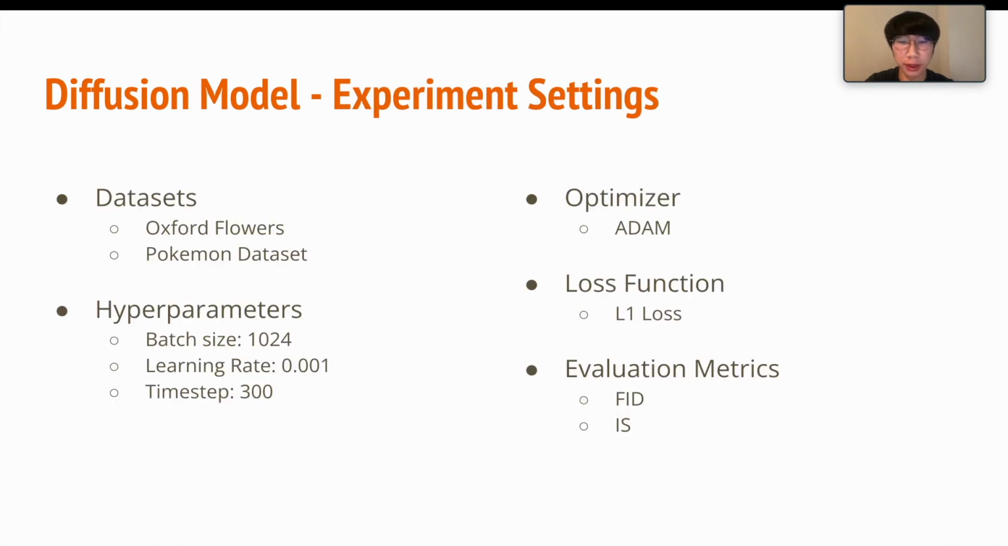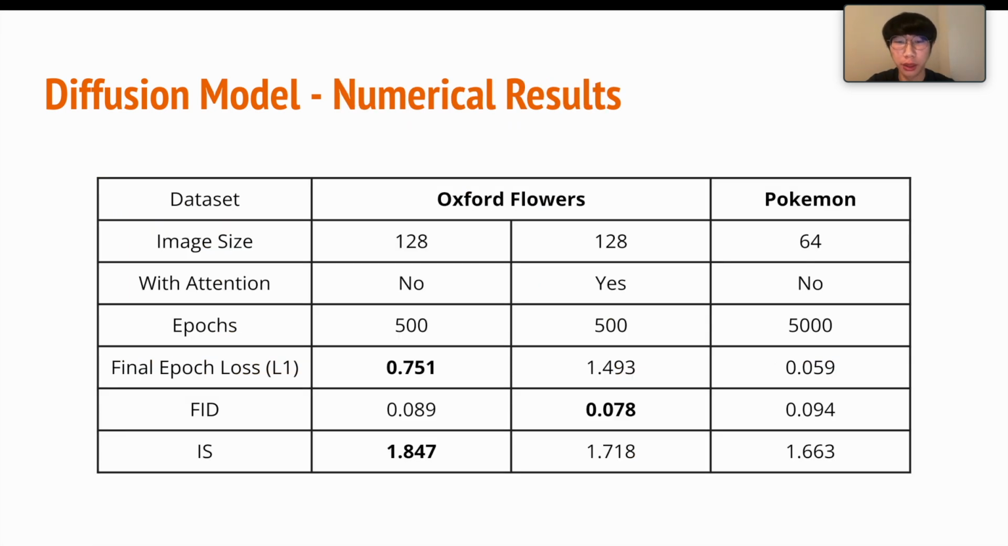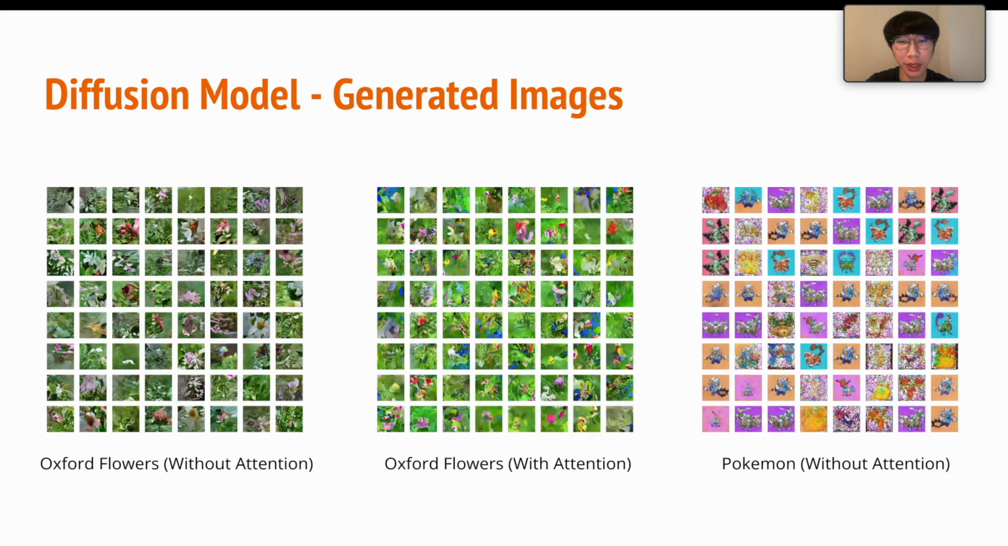The experiment settings are shown as follows. The Adam optimizer and the L1 loss function are used for training. The diffusion model with attention blocks applied to the residual images is also used for experimentation. While the original diffusion model was able to achieve a lower loss and better IS, the diffusion model with attention performed better in terms of FID.